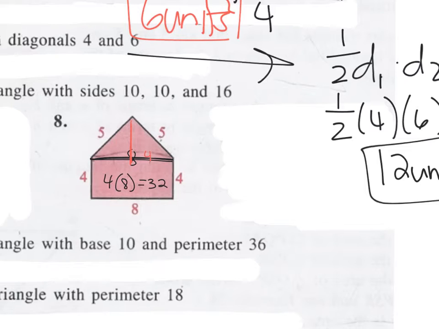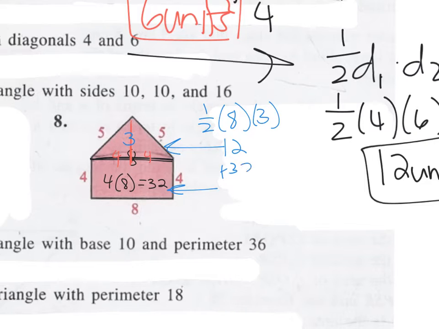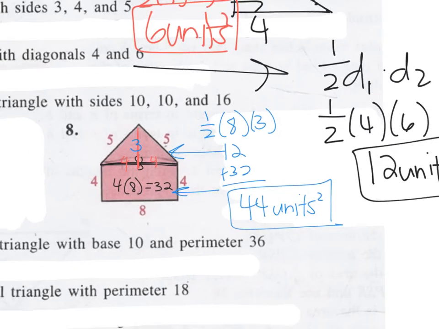Split it. It's 4 and 4. The height is what? 3. 1/2 times 8 times 3 is 4 times 3, which is 12. That's the top. 32 is the bottom. Add them together. 44 units squared. I got 96.